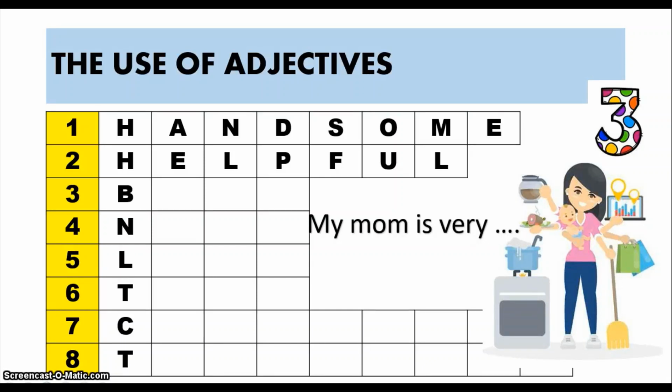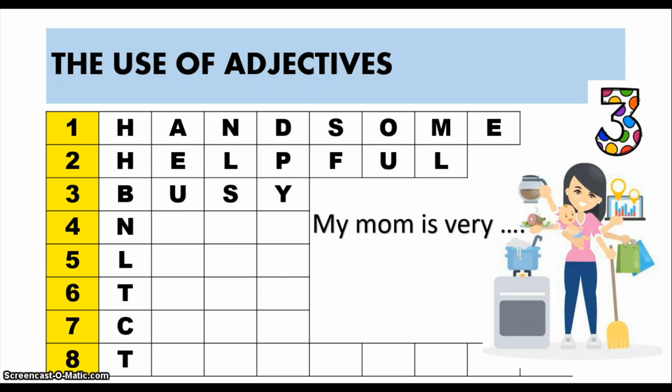Number 3. This is my mom. She does a lot of things every day. My mom is very blah blah blah blah. So it will start with the letter B. So you must know the answer, right? Okay, the answer is busy. Great.